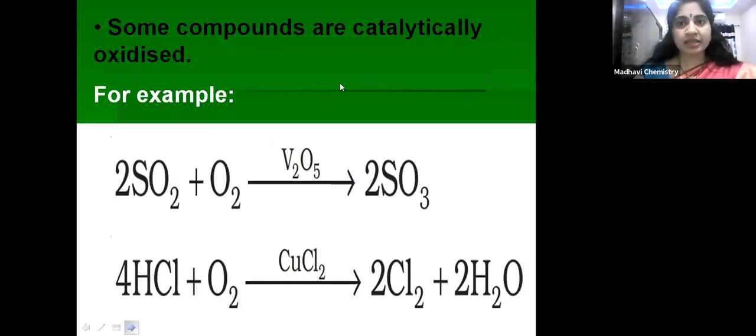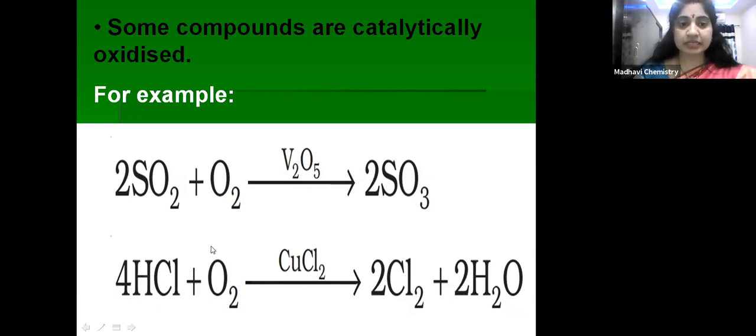Next, combining with oxygen is nothing but an oxidation reaction. Some compounds are catalytically oxidized. For example, SO2, when it reacts with oxygen, with V2O5 acting as a catalyst, gives SO3. Children, this reaction is very important. It is one of the steps in the preparation of sulfuric acid by the contact process: sulfur dioxide reacts with oxygen in the presence of vanadium pentoxide to give sulfur trioxide.